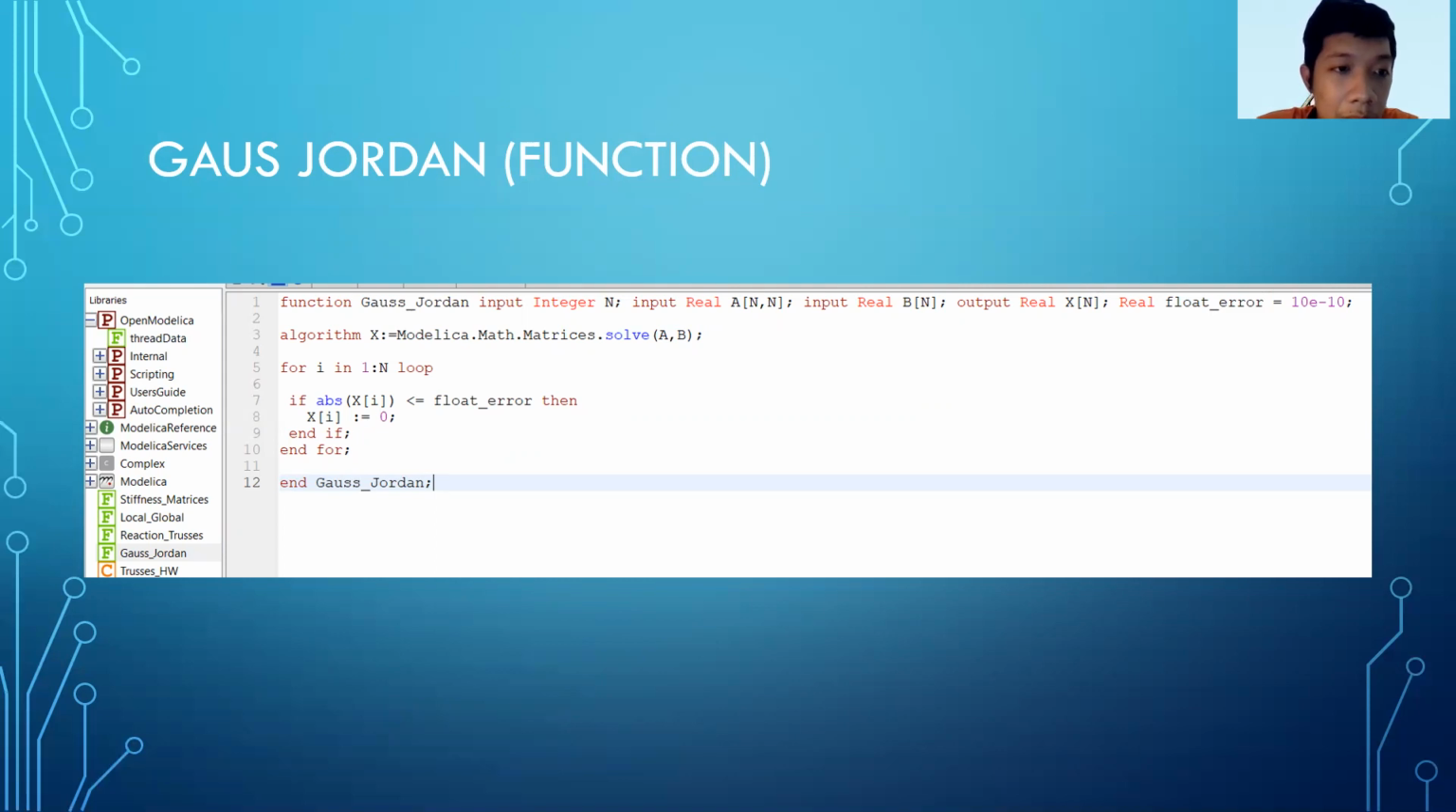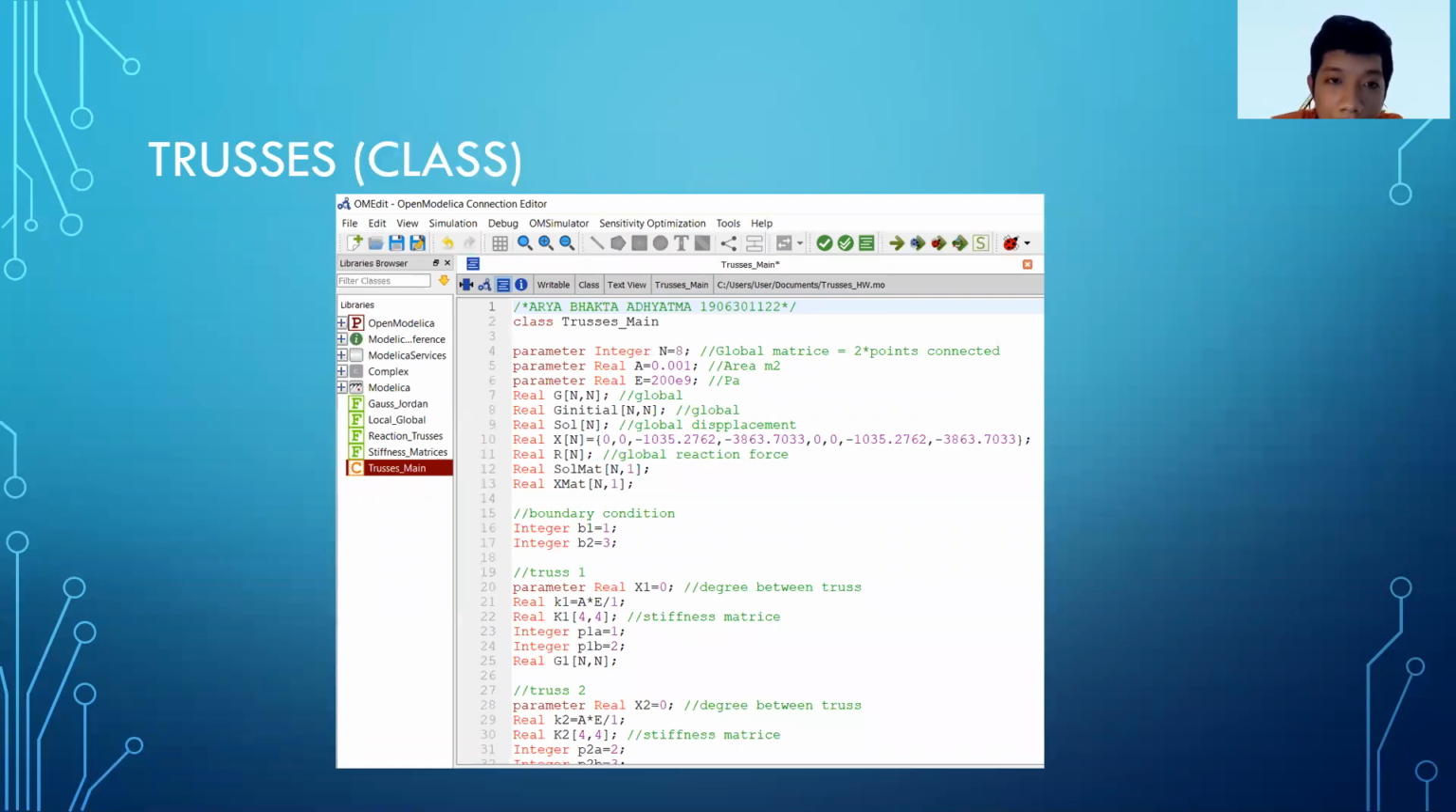Now we have finished the functions that we need. We can move to the class file or main class file. This is the main file, Trusses main. I named it Trusses main because this is the main or master file. So we can now define the integer n equals 8. We get this from the global matrix, where there are 4 points connected, so we multiply that by 2. We define the real cross-section area in square meters also.